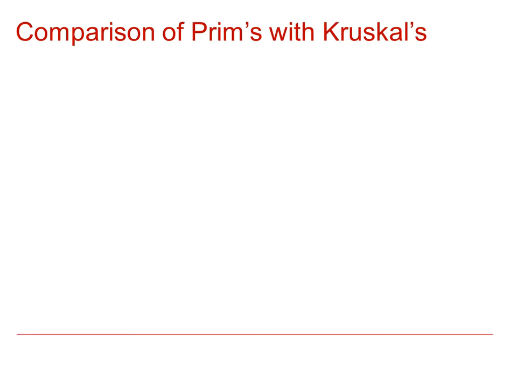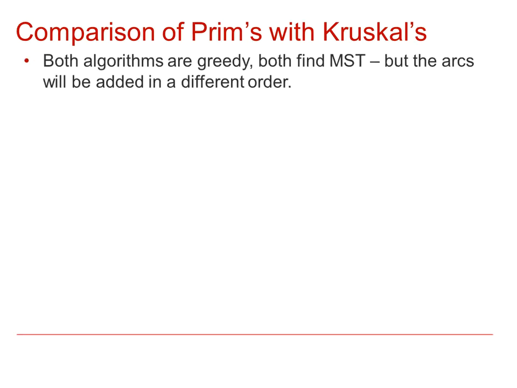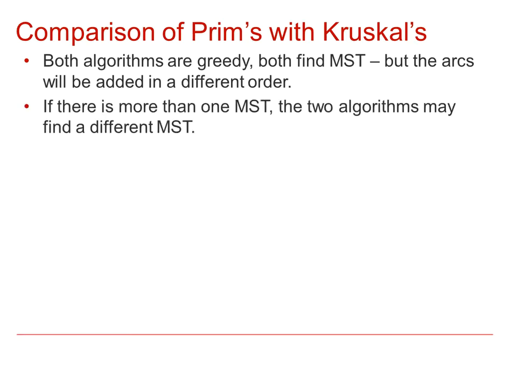So Prim's and Kruskal's, then, we've looked at; they both produce minimum spanning trees. Both are greedy algorithms, but you notice that Prim's and Kruskal's will add the arcs in different orders. If there's more than one minimum spanning tree, then it's possible that they will produce different ones, but obviously the weight of the trees that they produce will be the same.